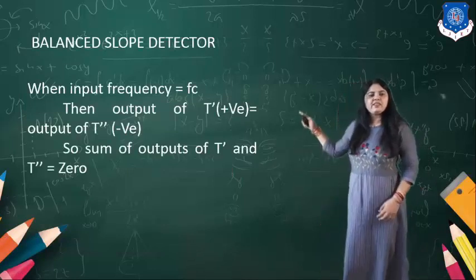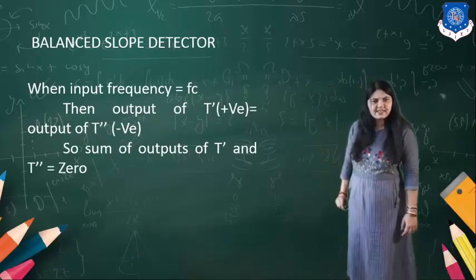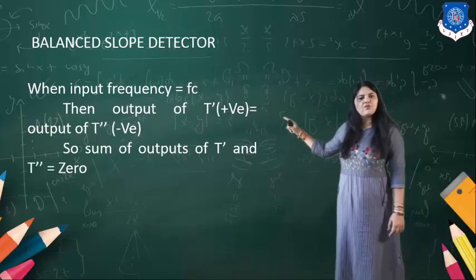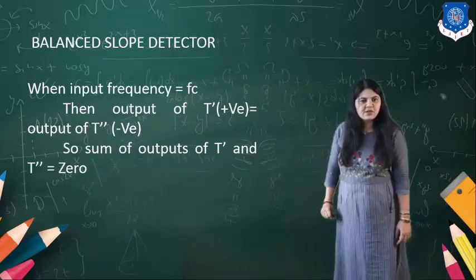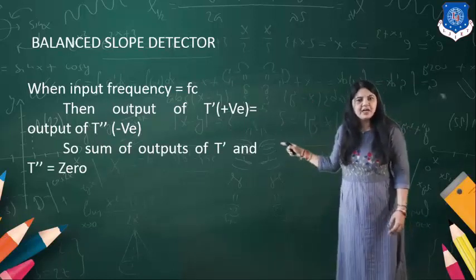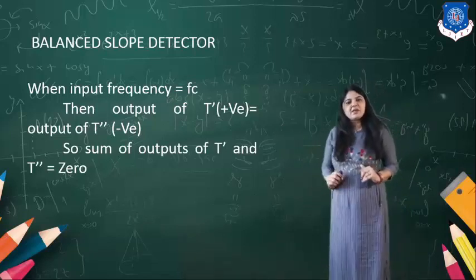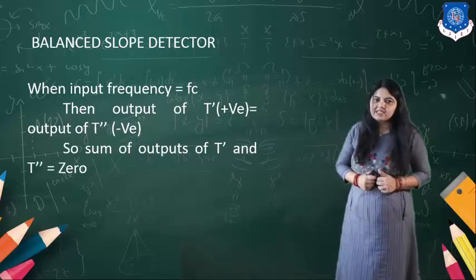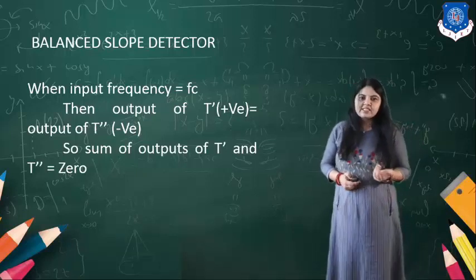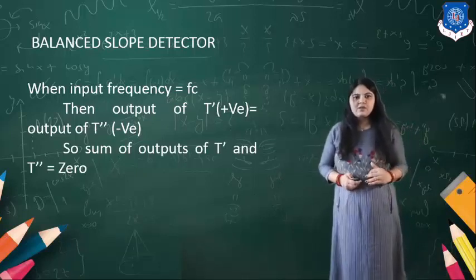When the frequency is Fc, the output of T dash is positive and the output of T double dash, at the bottom end, is negative. So what is the summation of T dash and T double dash? Positive and negative cancel, and it is 0.